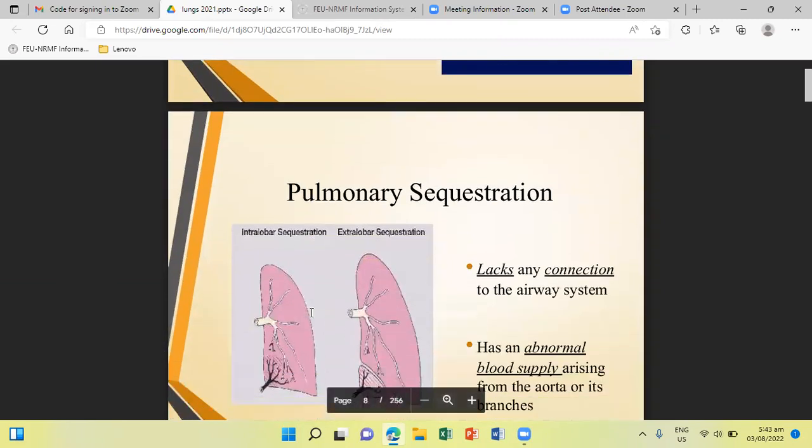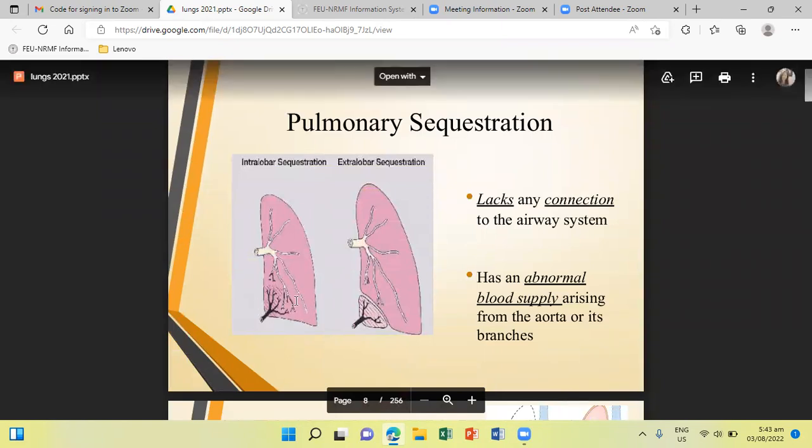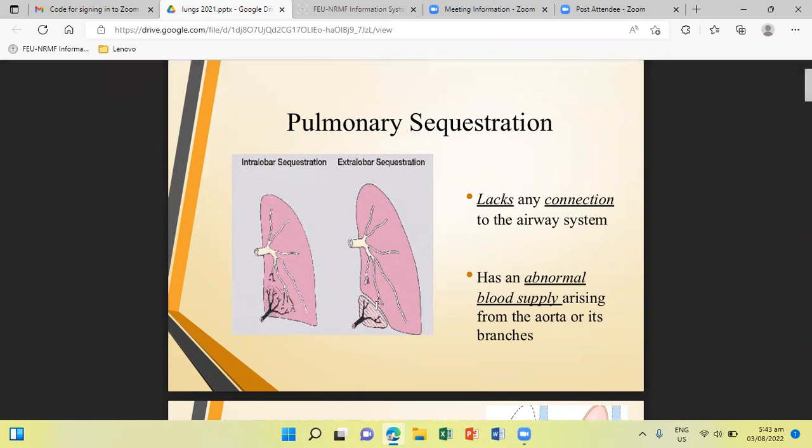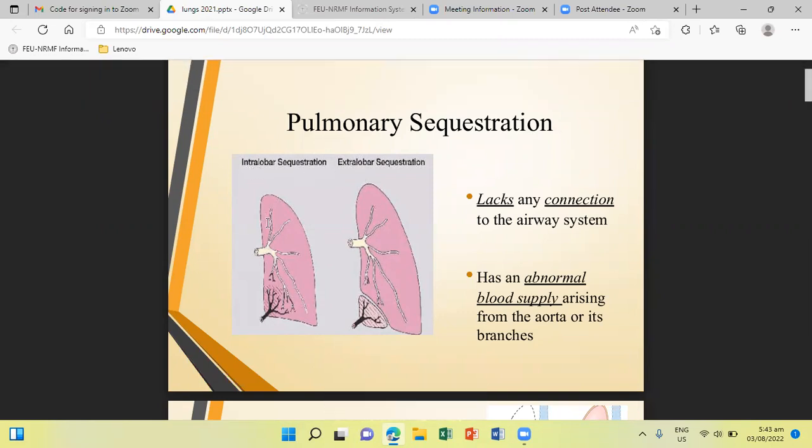When you say pulmonary sequestration, it refers to a discrete area of lung tissue which lacks any connection to the airway system, and it has an abnormal blood supply arising from the aorta or its branches. Extralobar sequestration and intralobar sequestration are the two types.